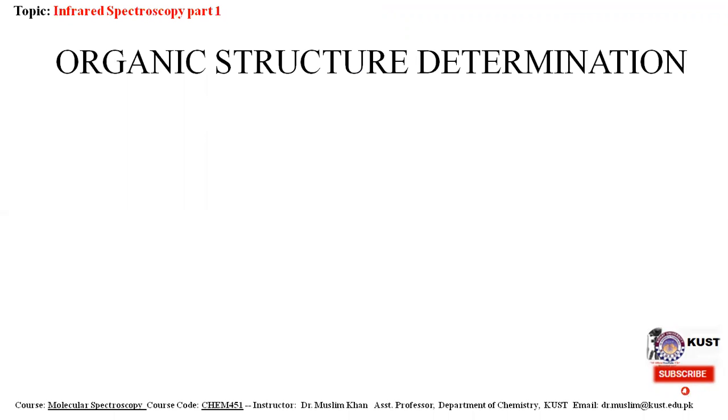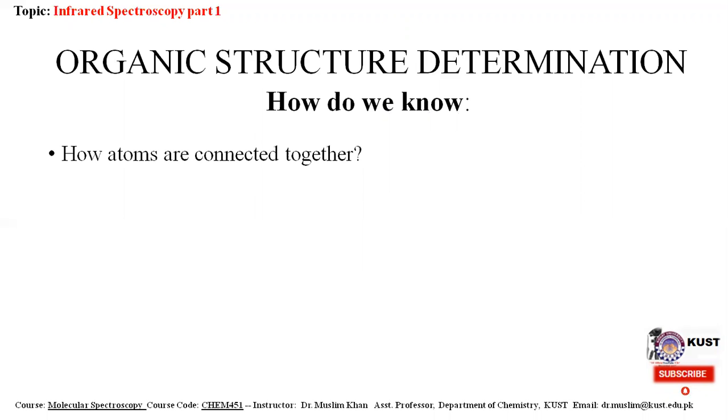Whenever an organic chemist, or even any chemist, wants to know about the structure of a compound, the job is to determine the structure of the organic compound. How can we get some information about the structure of an organic compound? Because by knowing the structure, we know how atoms are connected together.